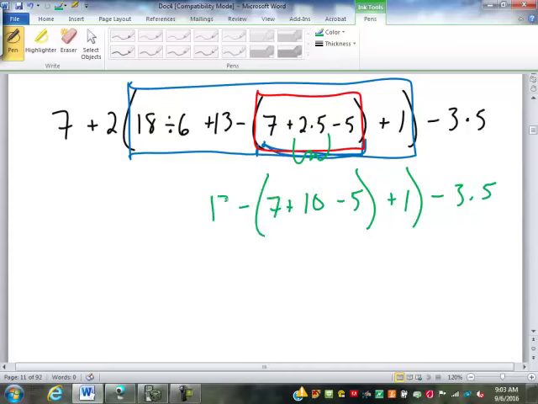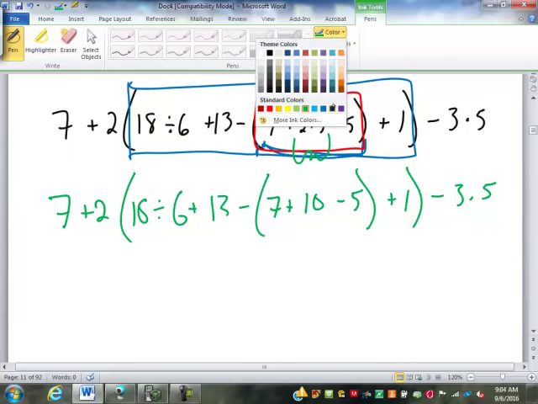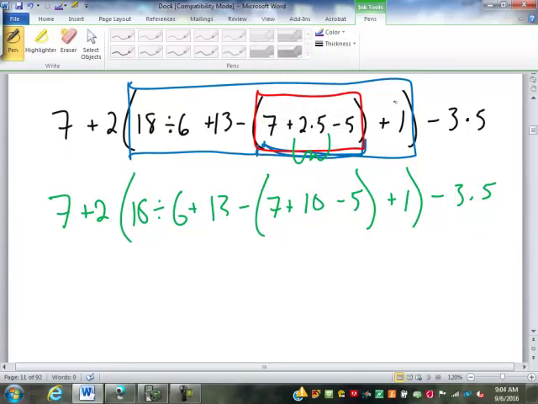And I promise you I was going to show you a shortcut here. This next step is where I'll start it. Inside that set of parentheses, what's next? Yeah, 7 plus 10, which is 17. So I'm just going to erase those 2 numbers and replace them with 17. Then we have 17 minus 5, which is 12.